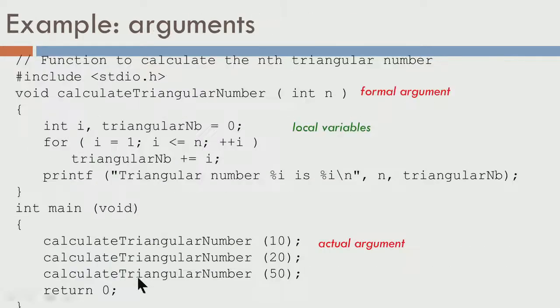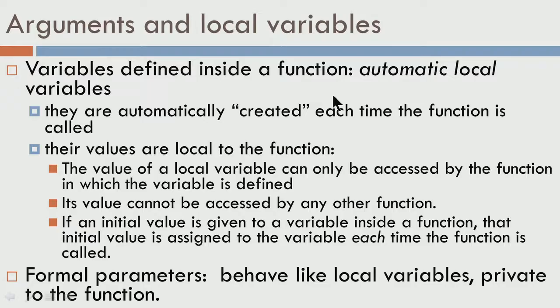The formal parameters are a slightly different beast. Let us look at this variable n. From the point of view of this function, n is also a local variable. It gets created every time the function is called, and n gets destroyed every time the function returns. So, formal parameters essentially behave like local variables; they are completely private to the function.